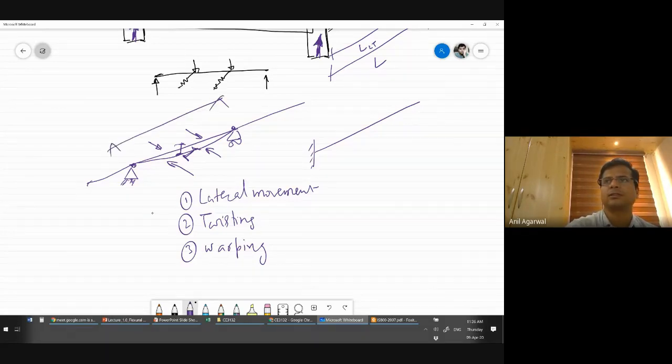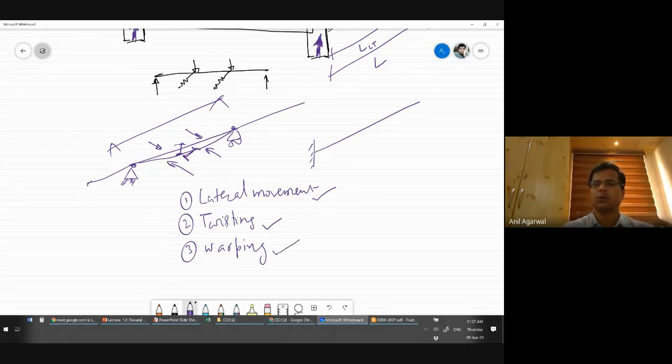So if there is a lateral support, but it is not effective, like the case we had seen before, then you would not count it. It doesn't matter. That support doesn't matter at all. Okay, but as long as a support is providing at least the lateral movement restraint, then that support becomes effective. Then we have to see what level of twisting or torsion it is restraining, and what level of warping it is restraining.